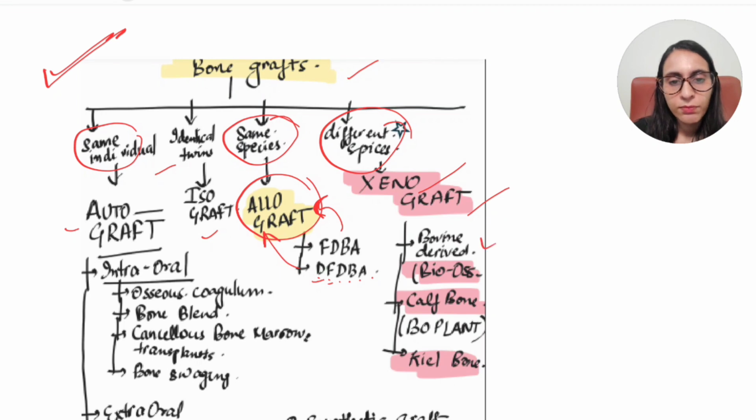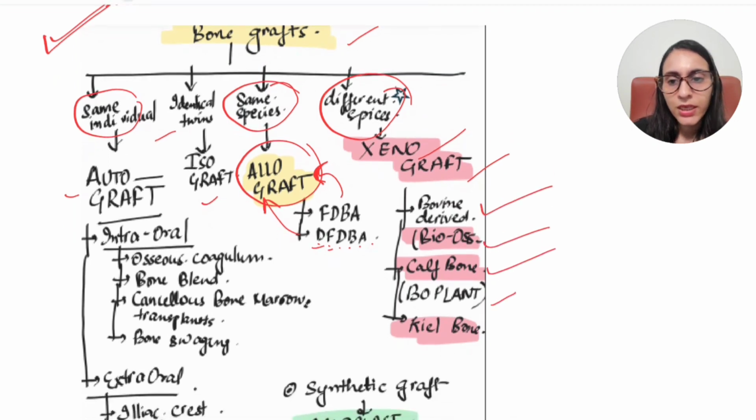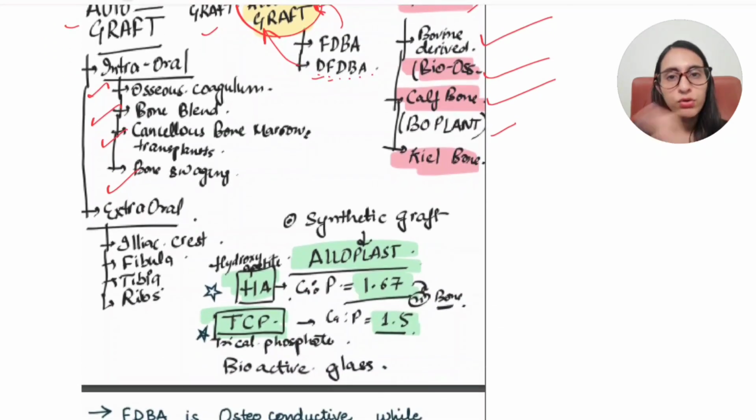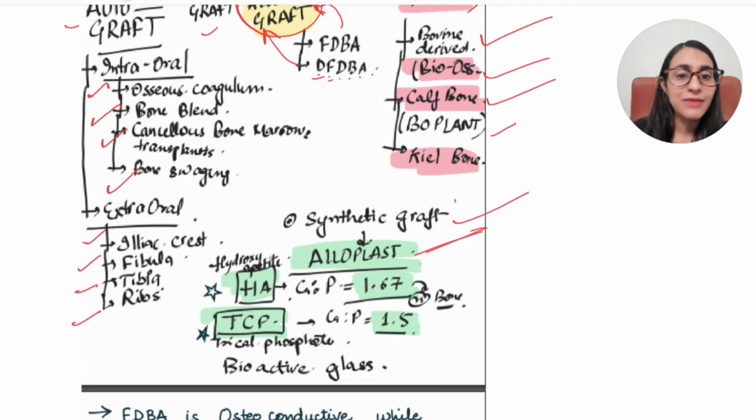In the different species we have bovine derived Bio-Oss, calf bone, that is Bioplant, or keel bone. Apart from that, autograft is the one taken from the own body, and it can be taken from intraoral sites like osseous coagulum, bone blend, cancellous bone marrow transplants, or bone swaging, or also it can be taken from outside the oral cavity, that is from the body: iliac crest, fibula, tibia, and the ribs. So synthetic graft, which is alloplast, right? The word plast means that it is plastic or synthetic graft.